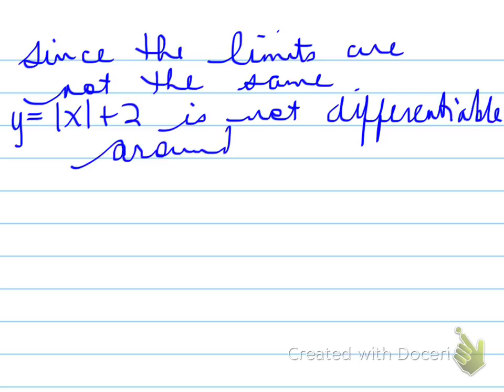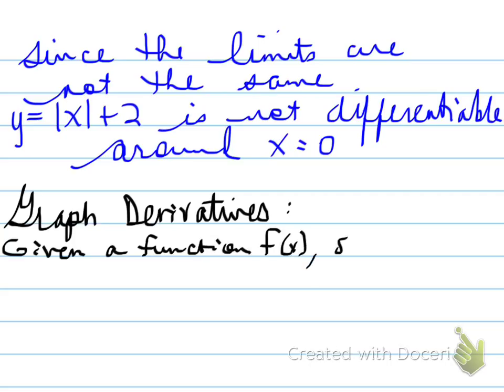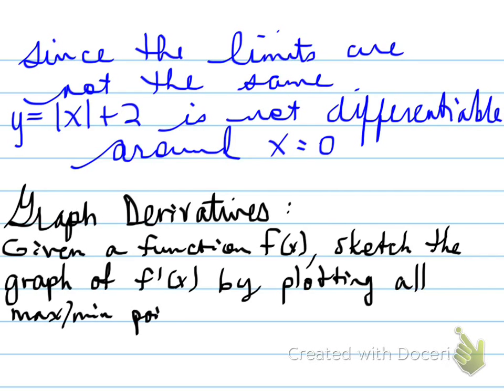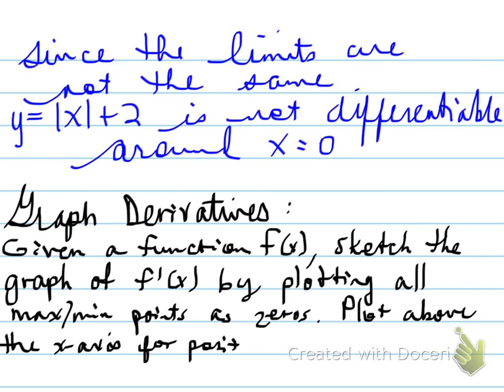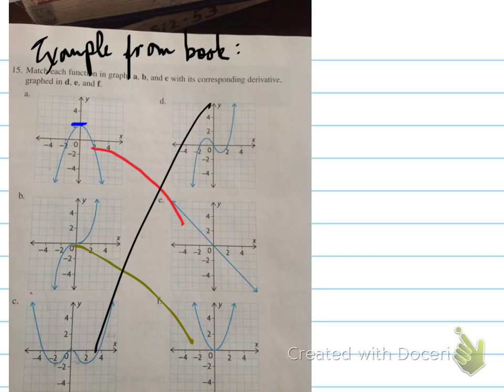All right, last little bit. Let's look at graphs. We're looking at graph derivatives. Now, very important, if you're given a function f of x, you sketch the derivative by plotting all max and min points as zeros. You plot them on the x-axis. Plot above the x-axis for positive slopes and below the x-axis for negative slopes. So let's look at an example here. This is an example from the book.